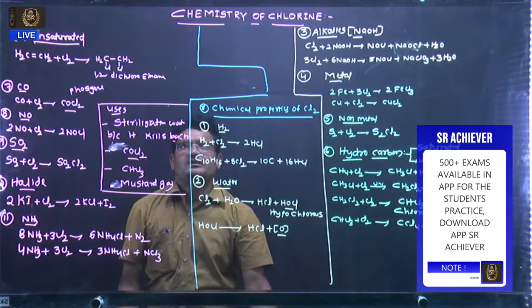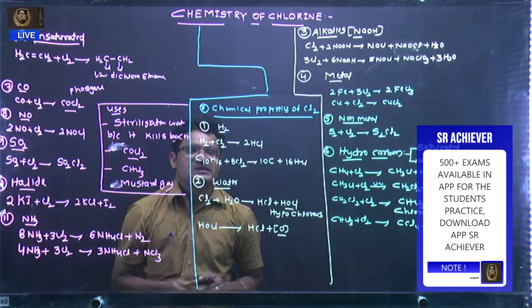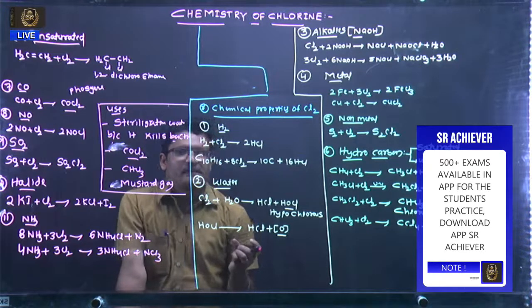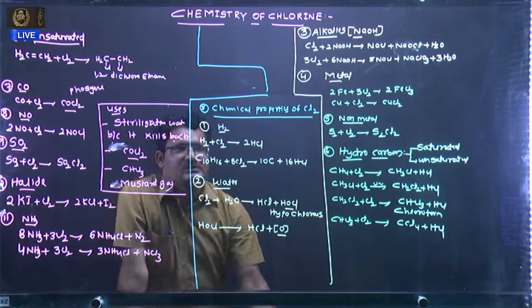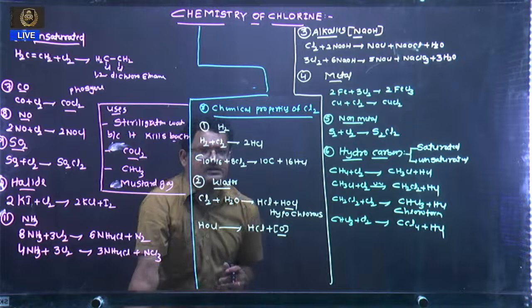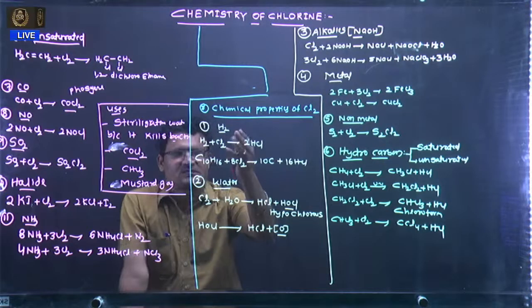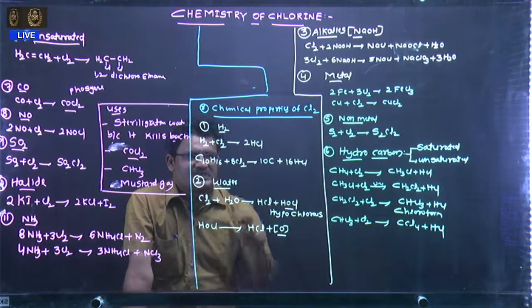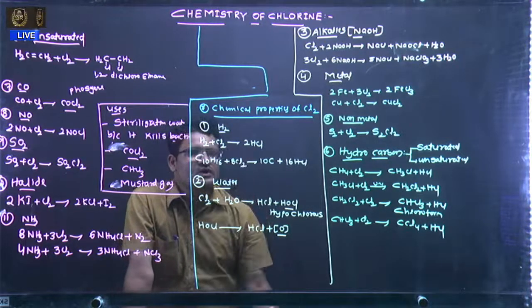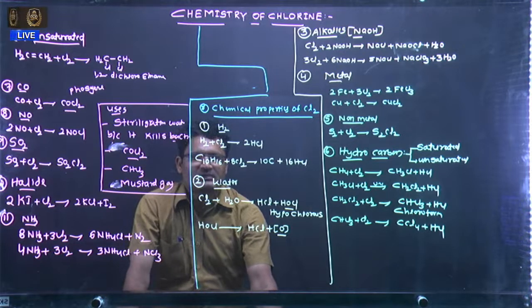Next, chlorine was introduced by a scientist. Chlorine is a greenish yellow, pungent odored gas. Now the chemical properties of chlorine. H2 reacts with chlorine to get hydrochloric acid. This reaction is slow in dark and fast in sunlight.